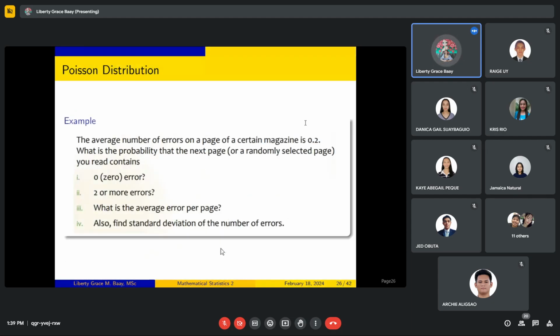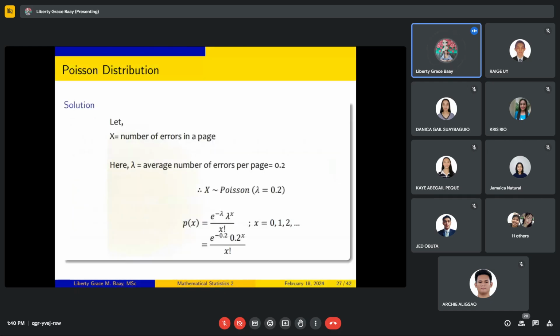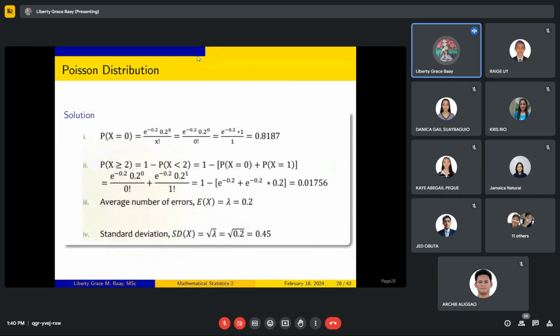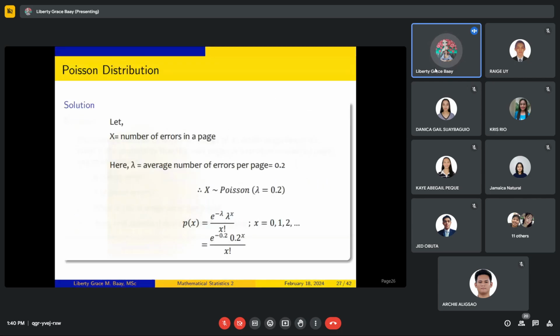Okay, the first question, we are going to find the probability that the next page contains zero errors. So our x is equal to 0 since the question is zero errors. e to the negative 0.2, 0.2 to the x over x factorial. So we substitute the value of x, which is equal to 0. Calculating, we get 0.8187.